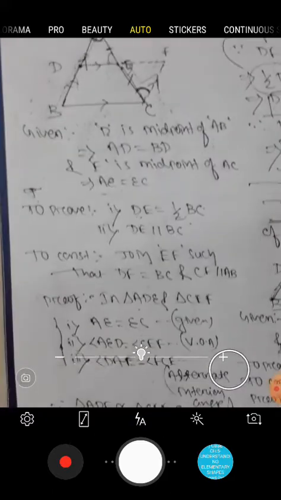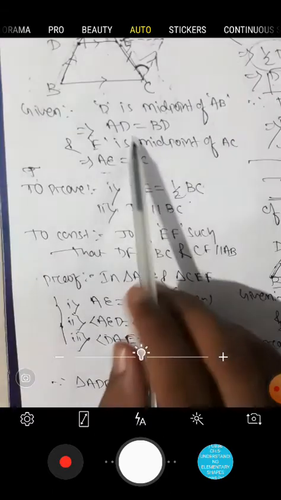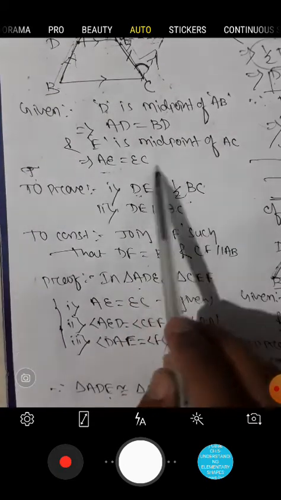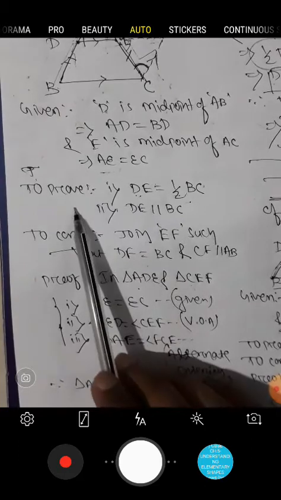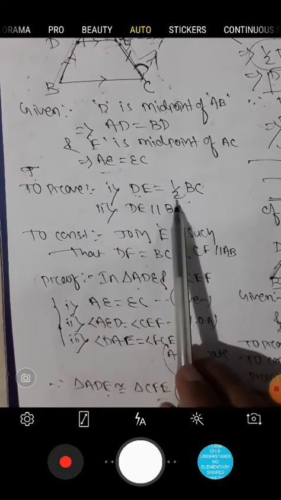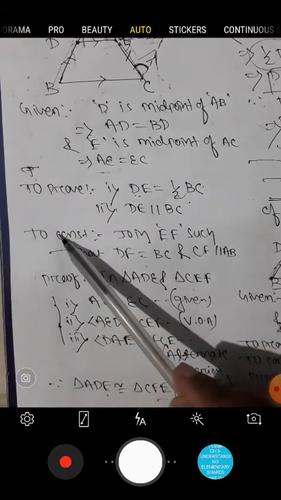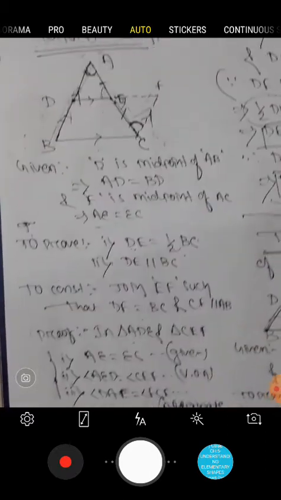Now here we continue with the given portions. As it is written, D is the midpoint of AB and AD is equal to BD, E is the midpoint of AC, AE equal to EC. After writing to prove DE is equal to half BC, this is the format after given, to prove, and if any construction is there, I have constructed here, children.